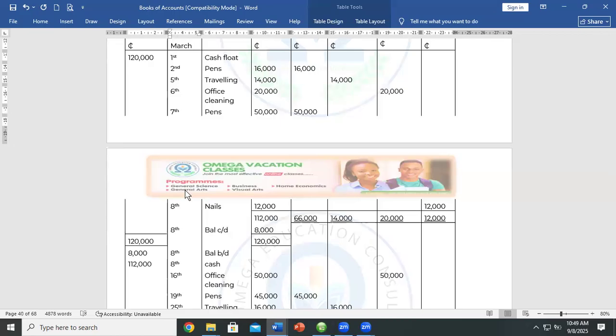So professors, I want to believe you can prepare something like this for me if I only change the dates and the amounts involved. Can't you do that for me? I know you can do that.